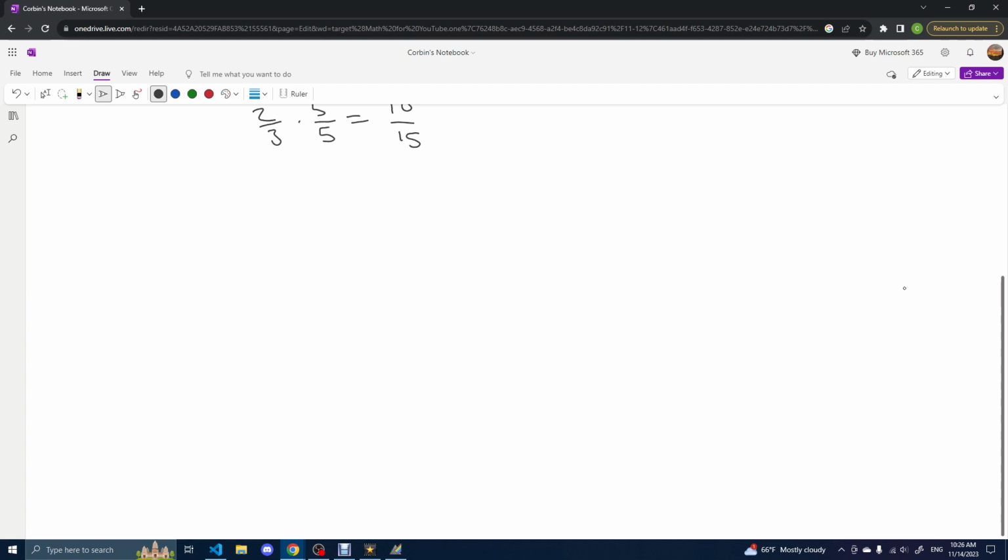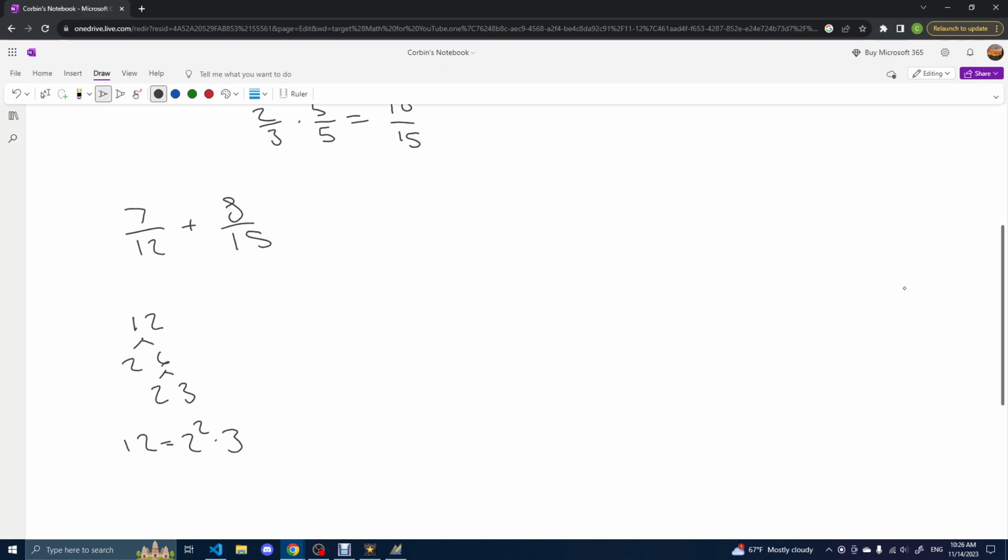So let's do something like 7 over 12 plus 8 over 15. Let's do that and see what we can do. So let's go ahead and do the prime factorization for 12. This would break up into 2 and 6, which would break up into 2 and 3. So 12 is equal to 2 squared times 3.